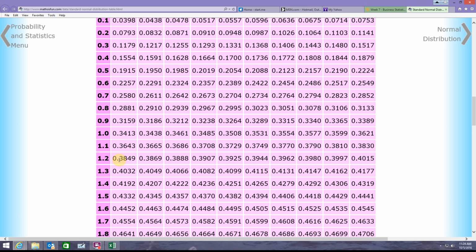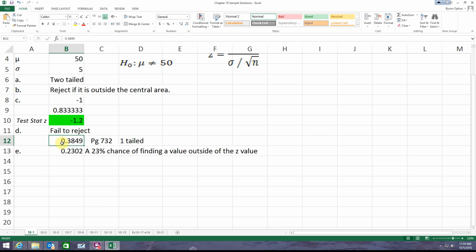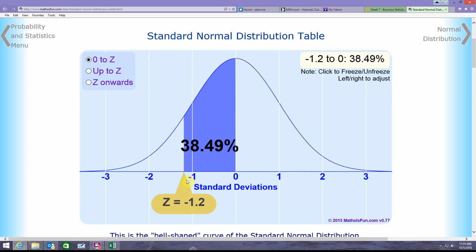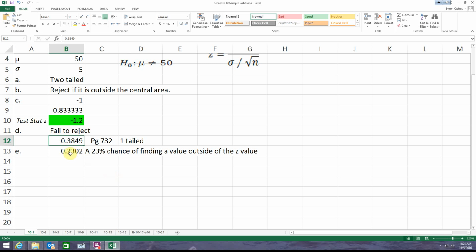So 1.2 is 0.3849. I looked that up, and that's equal to 0.3849. That then is right here because I got my minus 1.2, and my plus 1.2 would be 38.49, and that's kind of where it's a good likelihood that it's going to fall. So I want to find out what's the probability, or the p-value, of it being outside of that. Well, I got 23.02.